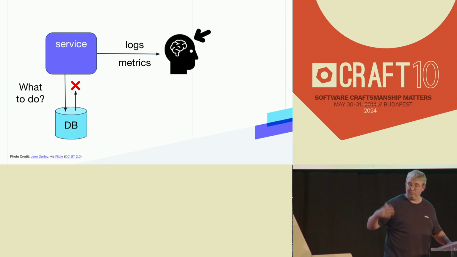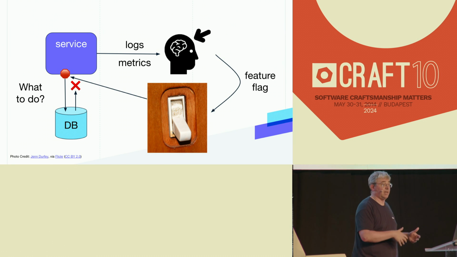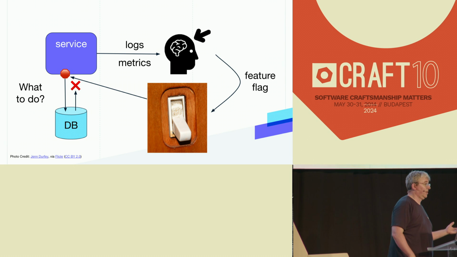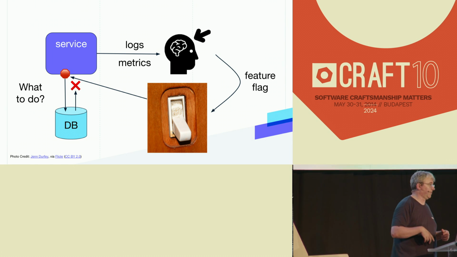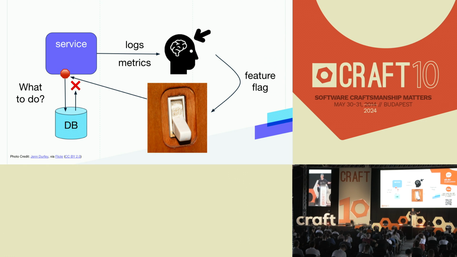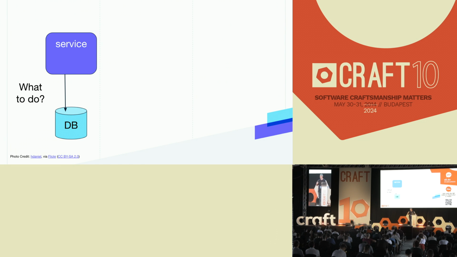And so then we can do something about that. Maybe I've got a feature flag. Maybe talking to this database is an optional feature where I can gracefully degrade by turning it off. So I can flip the feature flag and stop talking to the database and experiencing all these errors. So let's get a little more interesting. What if there was some kind of model of the database inside the service?